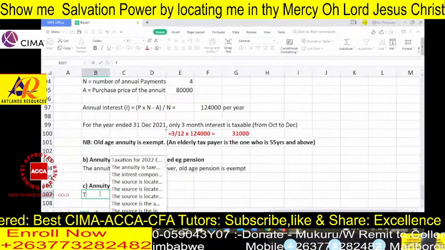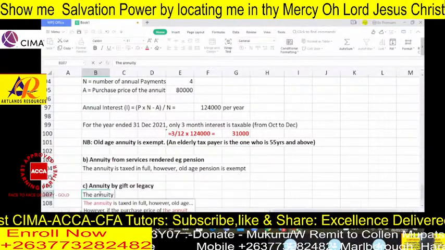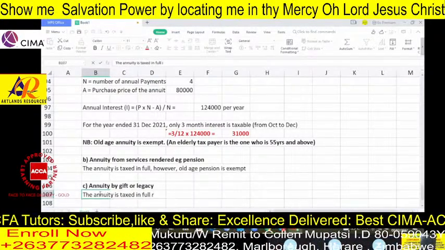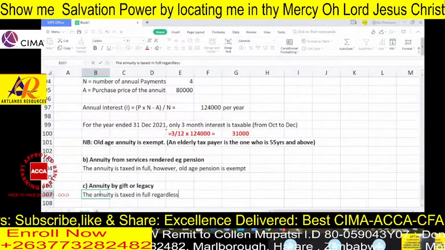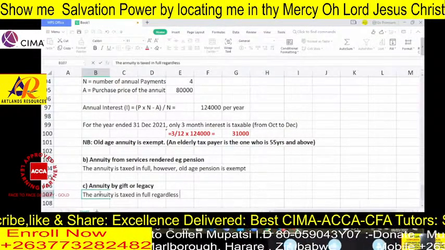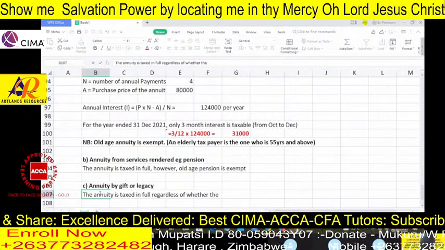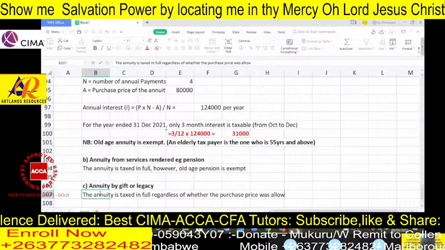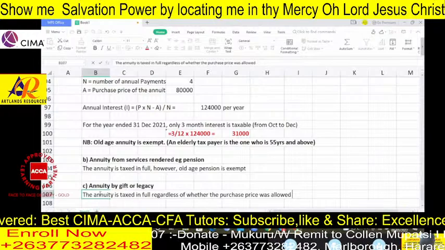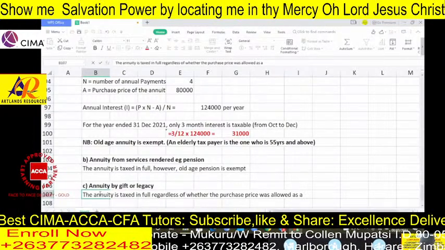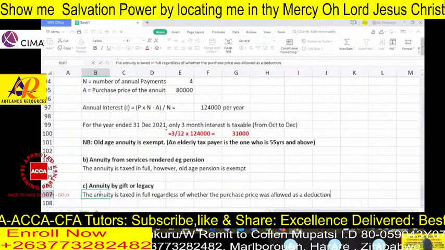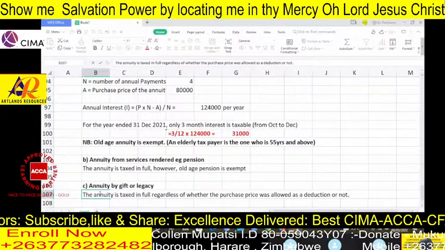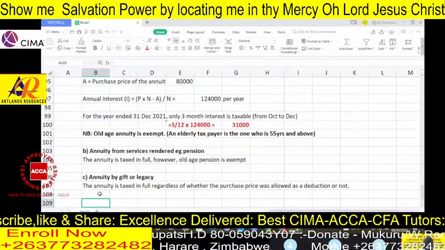The annuity is taxed in full, regardless of whether the purchase price was allowed as a deduction or not. Right, so there you go.